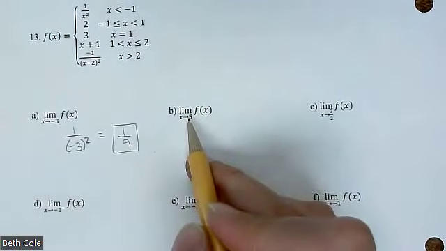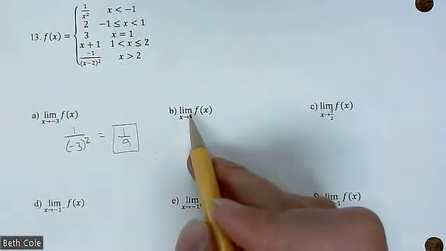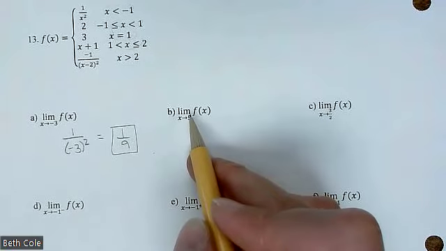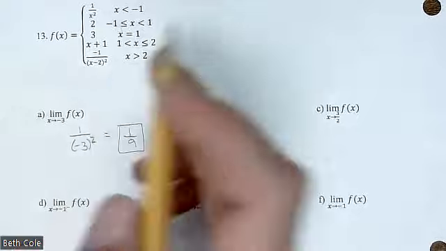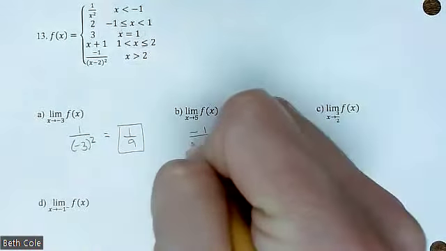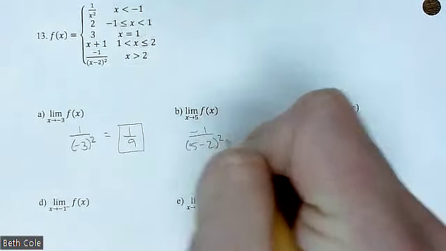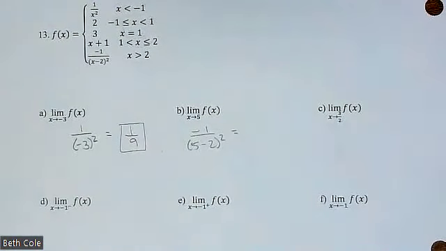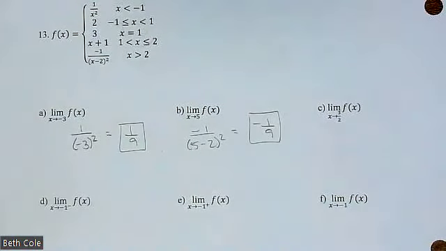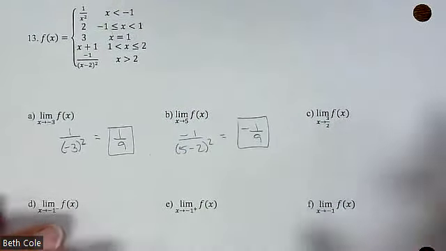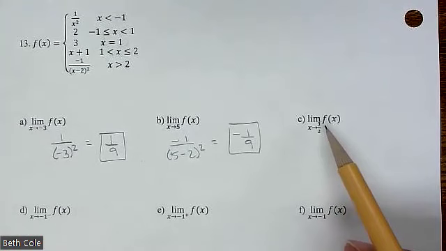So for this one, which piece of the function does 5 belong in? The fifth one. 5 is bigger than 2. All right, so all you're going to do is plug in 5 to that piece of the function and see what you get. So is that -1/9? 5 minus 2 is 3 squared is 9, so -1/9. Weirdly, that's kind of weird that one came out to 1/9 and the other one was -1/9, but hey, whatever.